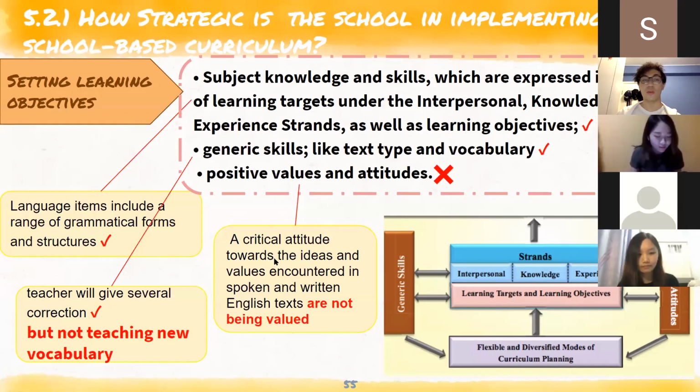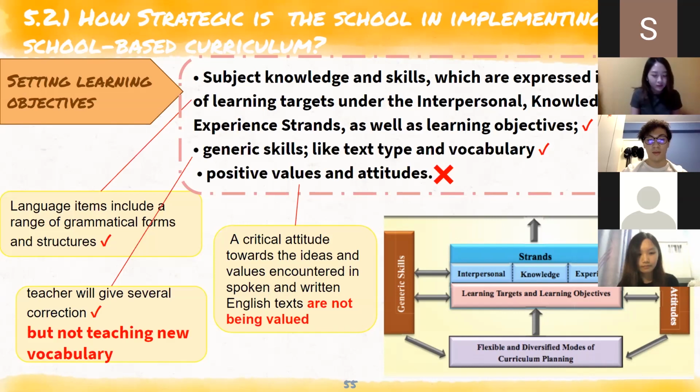The strategies that the school has implemented in its school-based curriculum: language items include a range of grammatical forms and structures from teachers' grammar corrections, which can meet the learning target. Also, teachers will give several corrections and advice to students, which can enrich students' general skills by correcting misunderstandings. However, it is suggested that teachers should give students more new knowledge like vocabulary. A critical attitude towards the ideas and values encountered in spoken and written English texts is not being valued. Next.